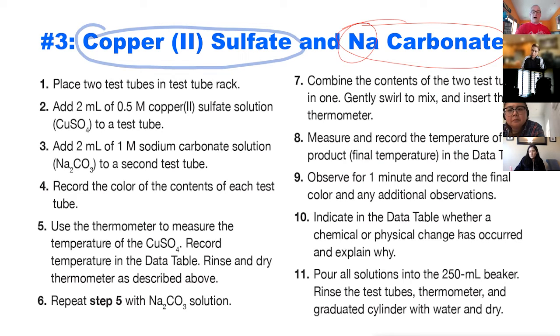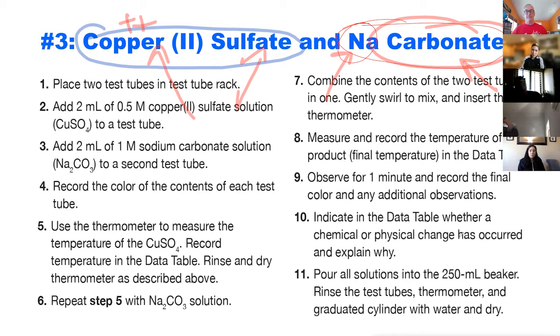Now, while copper may be soluble in the presence of sulfate ion, and sodium may be soluble in the presence of carbonate ion, we don't know whether or not copper 2 ions are soluble in the presence of carbonate ion, or whether sodium is soluble in the presence of sulfate ion, although sodium is basically always soluble. It's super, super soluble.